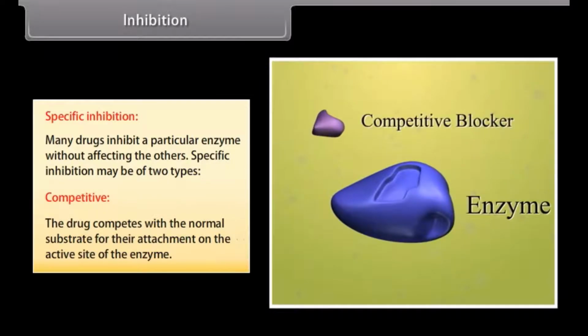Specific inhibition. Many drugs inhibit a particular enzyme without affecting the others. Specific inhibition may be of two types. Competitive: the drug competes with the normal substrate for attachment on the active site of the enzyme.